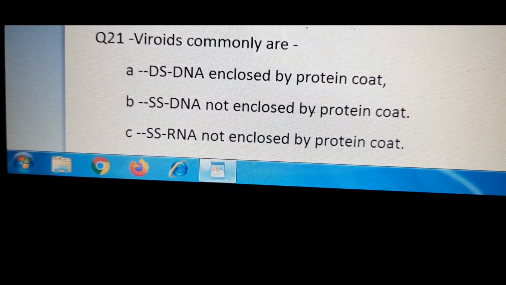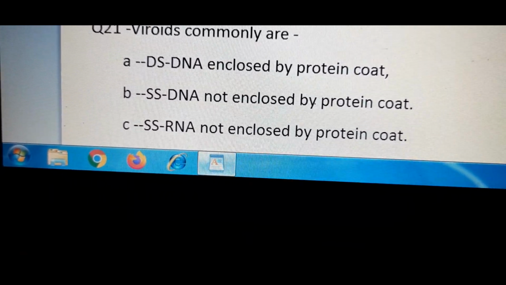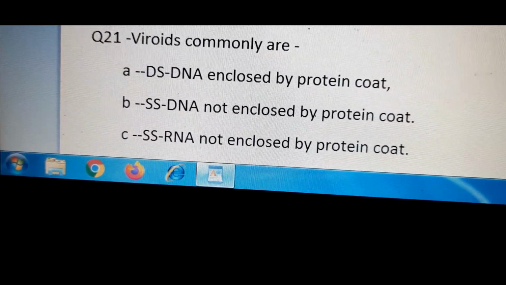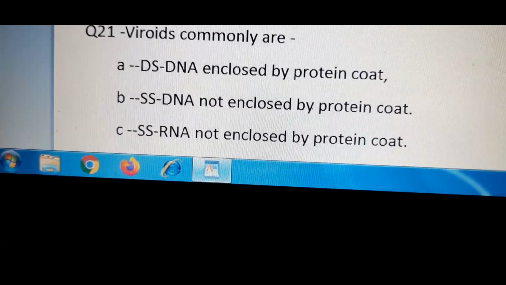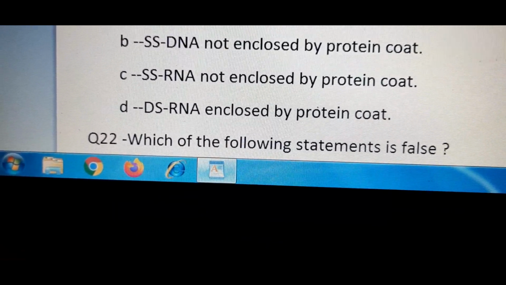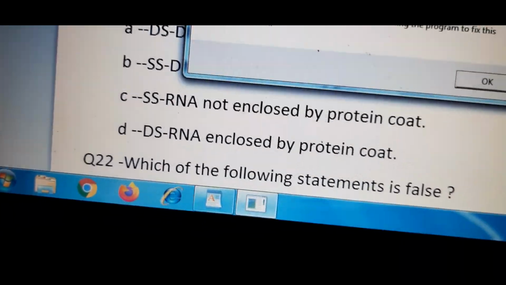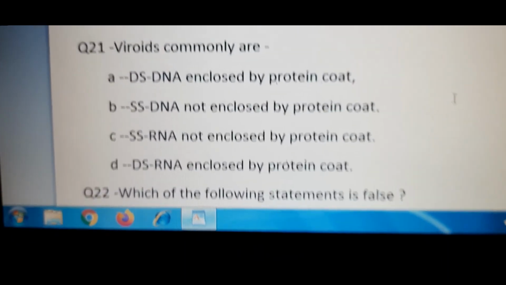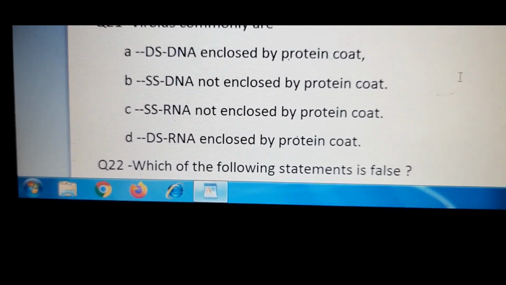Of course, now they have discovered that single stranded DNA not enclosed by protein also exist, but such viroids are very few. The most common viroids are single stranded RNA not enclosed by protein coat. Fourth answer is DS, dsRNA enclosed by protein coat. Now the answer here is actually C. They are single stranded. DS means double stranded. SS means single stranded.